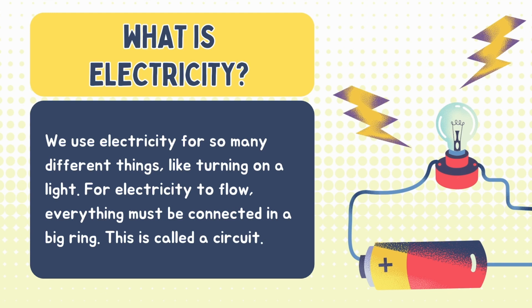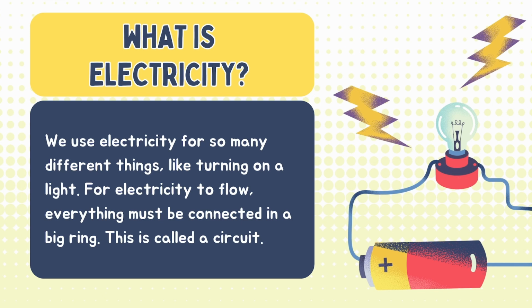So what is electricity actually? Electricity is the movement of tiny particles called electrons. Think of electrons like tiny runners carrying energy through a wire. We can't see them directly, but we can see their effects. Lights turning on, fans spinning, and your phone charging.